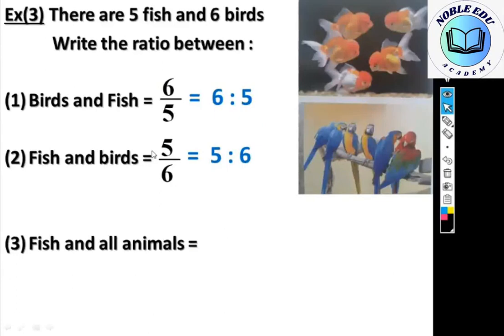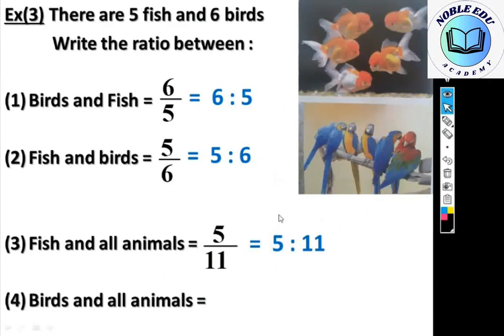Fish to all animals. All animals equal what? I have all animals 5 plus 6, and 5 plus 6 equals 11. So the number of fish is 5, write 5 up and the number 11 down. Or you can write what? 5 to 11. 5 is called the antecedent and 11 is called the consequent.